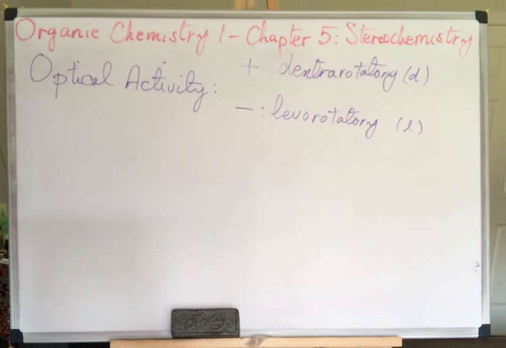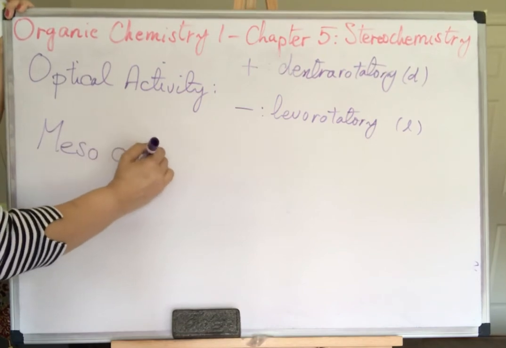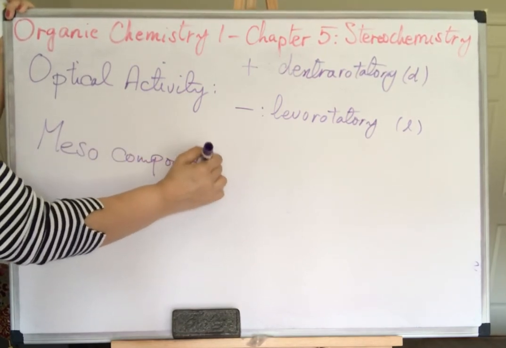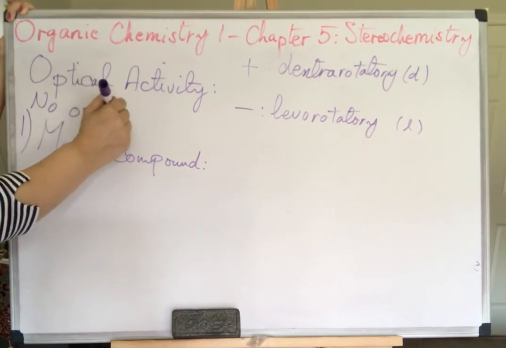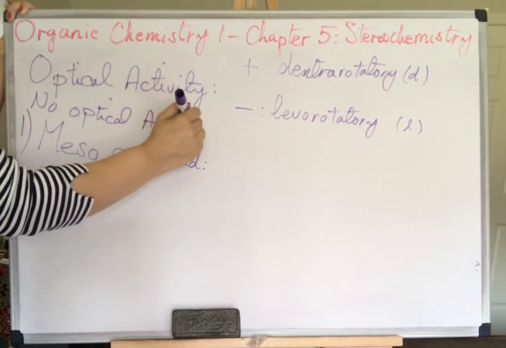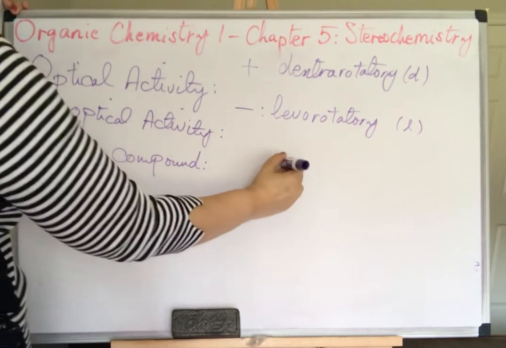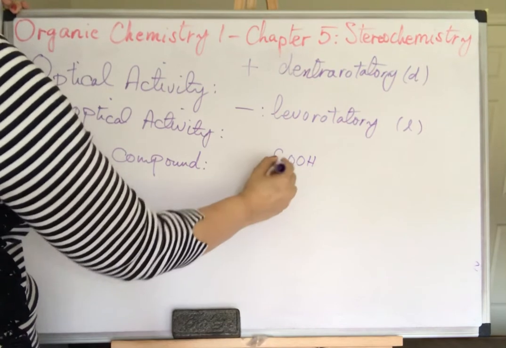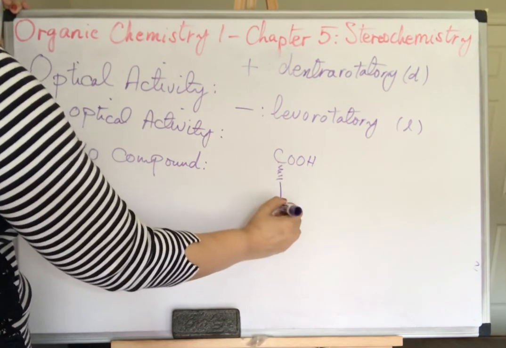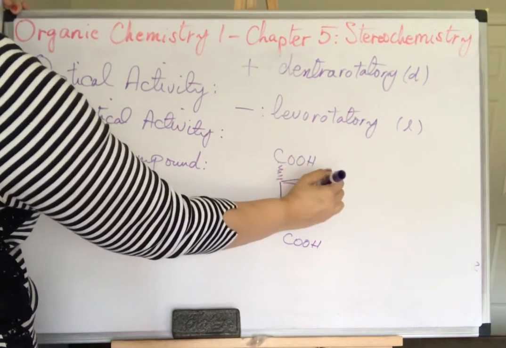But there is a compound which is called meso compound. There are two conditions that you have no optical activity. The first one is having a meso compound. What is a meso compound? Let me draw this molecule for you, same as your study guide. Do you still remember the bow tie? We have them here again.